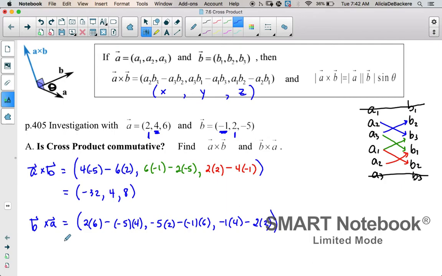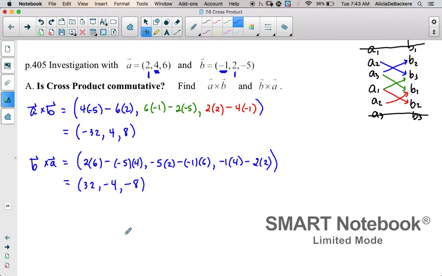Close off that point. Now we'll do the arithmetic here. I've got 12 minus negative 20, so 12 plus 20, I end up with 32. Here I've got negative 10 plus 6, so negative 4. And here I've got negative 4 minus 4, so that's negative 8. We see here that these answers are not the same. So cross product is not commutative. The order matters when I'm doing cross product.